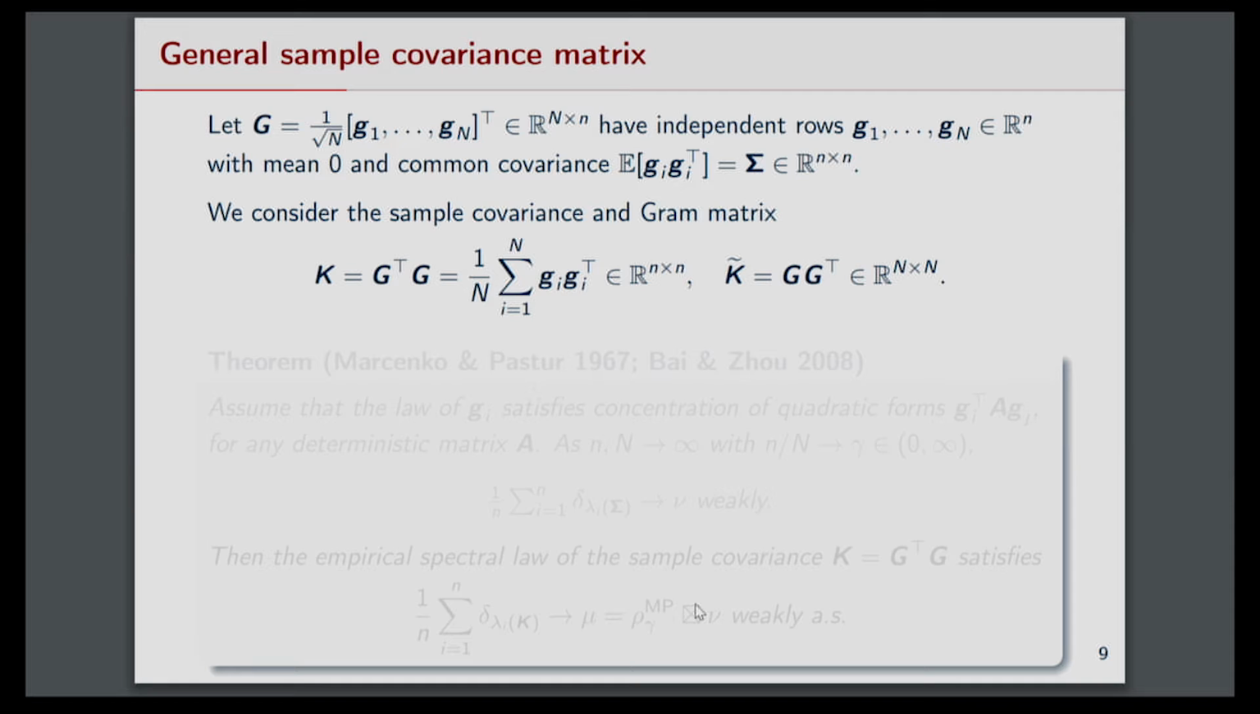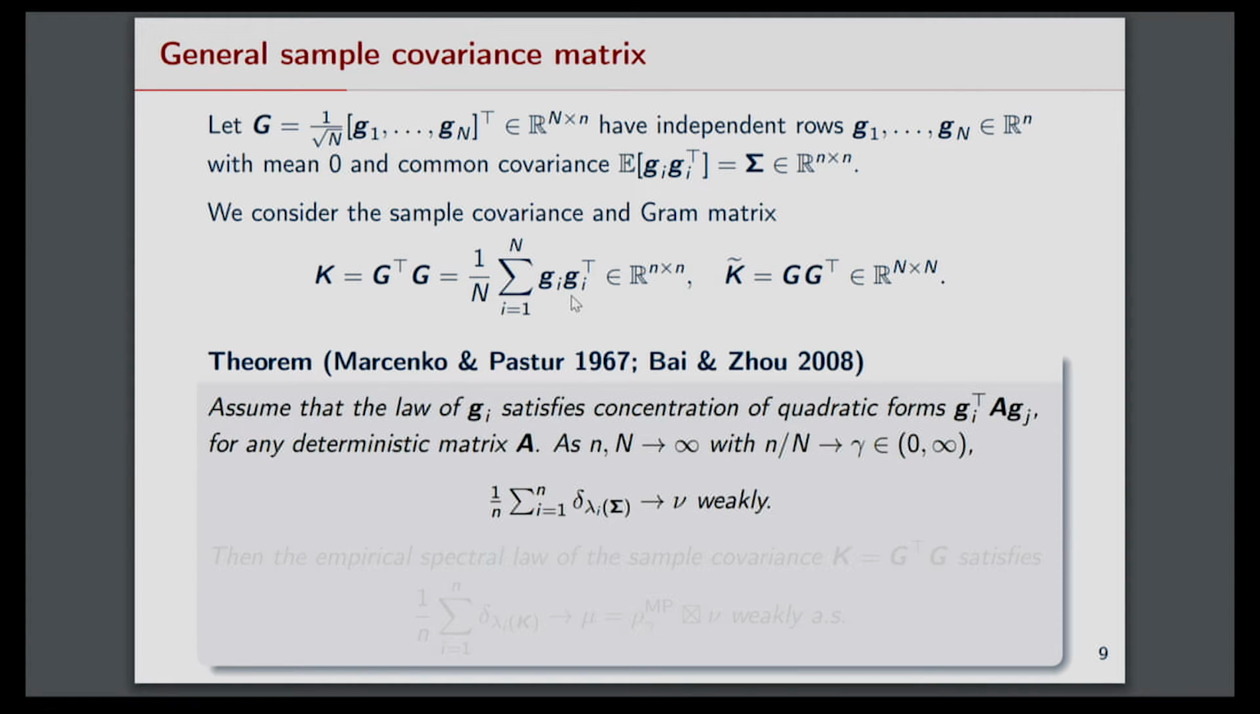Now let me first talk about the random matrix theory for the general sample covariance matrix. Here is the general setting. We consider a matrix G with independent rows, G1, G2, and so on, which are independent copies with mean 0 and general population covariance. We define Sigma as the population covariance for these Gi's. There are two matrices you can analyze: one is the Gram matrix, one is the conjugate matrix. These two have the same non-zero eigenvalues, so you can analyze either of them. I use K and K tilde to denote them.